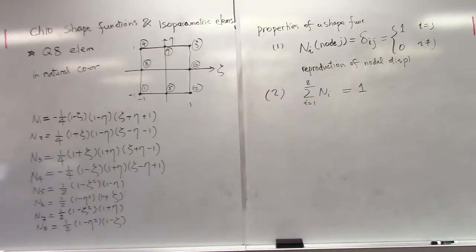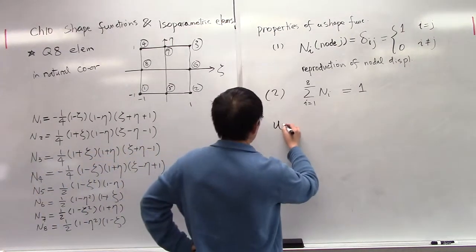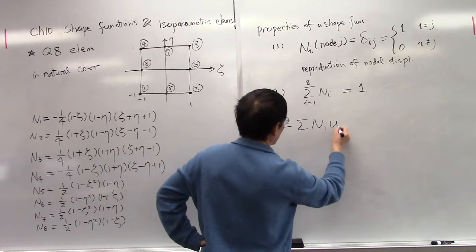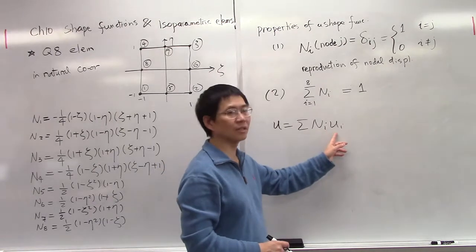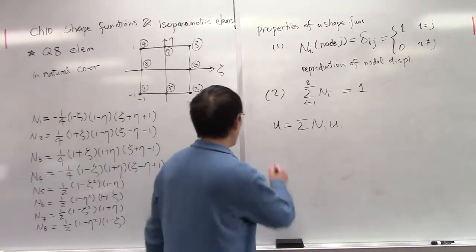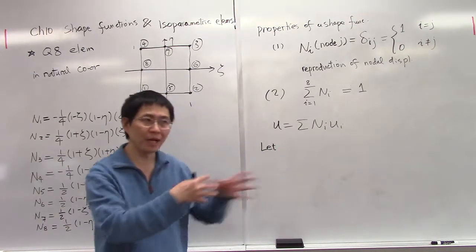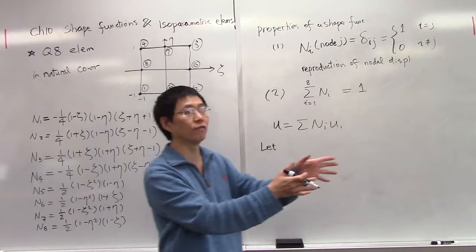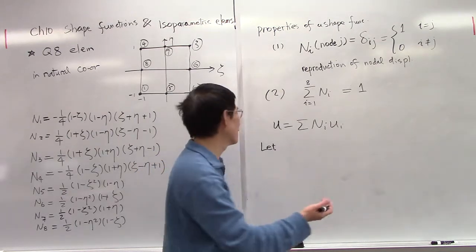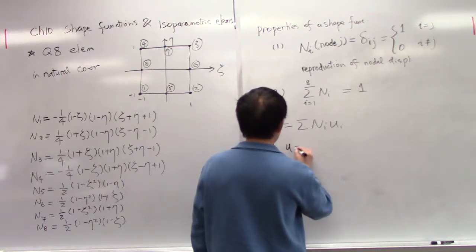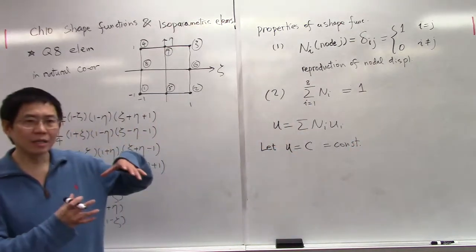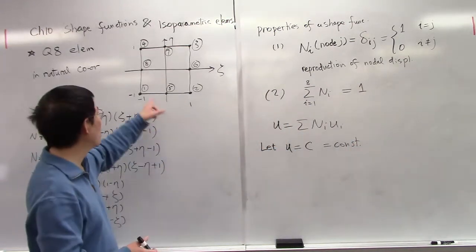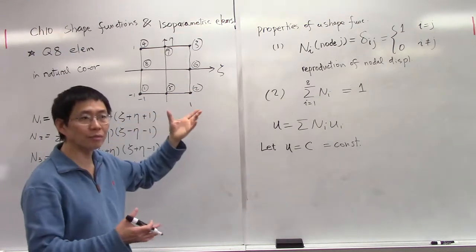What does that property mean? Well, your displacement is equal to this, right? Any displacement is equal to the shape function times the nodal displacement, added together. Now, if we let the displacement be a constant, so there's no deformation, just move 1 unit, for example, or any value, let U be equal to C, which is a constant. When the element has a constant displacement, all those nodal values, U1 up to U8, are equal to what?